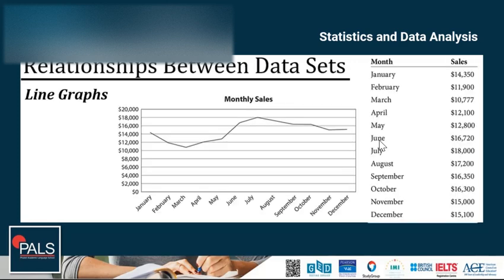Now, the table shown on the screen shows the sales that a company made each month last year. Looking at the table, it is clear that the company's best month was July. But what was the overall trend? Did sales fall in the winter? Did sales rise steadily throughout the year?